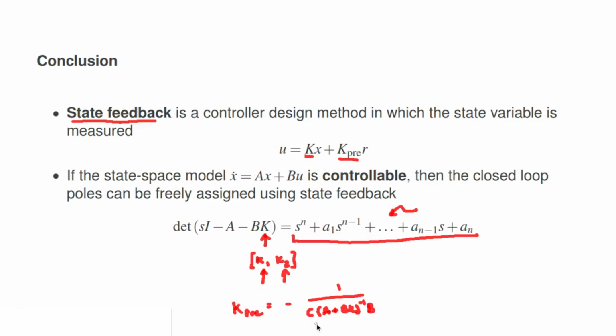And that's it. You've mastered your first control system design method. Thank you for sticking with things this far. Next time we will investigate the problem of observability. So see you there.